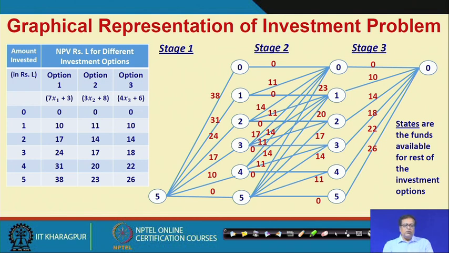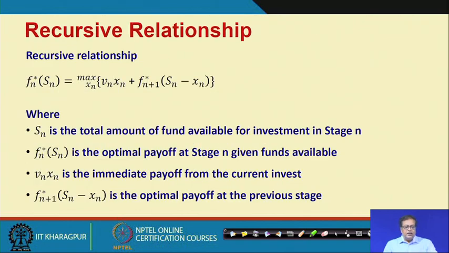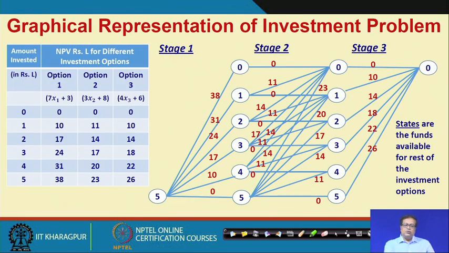And the decisions were x1, x2, x3, which are the amounts invested in a particular investment option. What we said further is that there has to be a recursive relationship which we shall use, and that relationship should help us in solving the problem. It should not just be a brute search or an exhaustive search method, which will examine all possible paths of this plot.